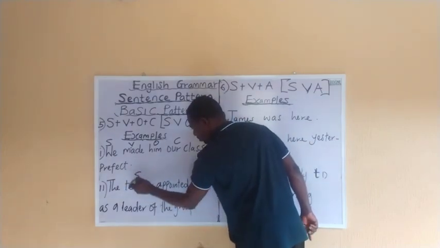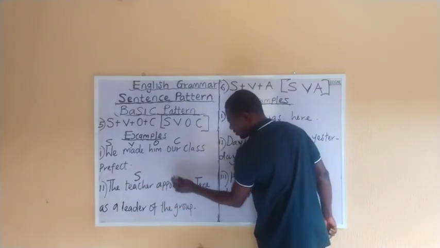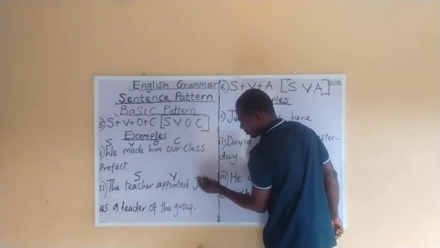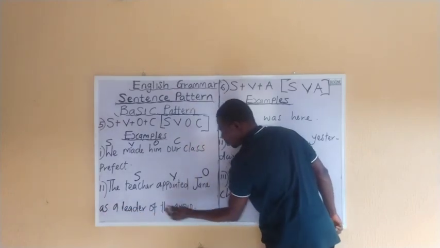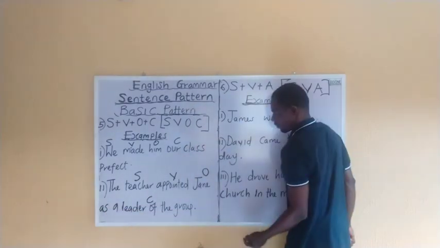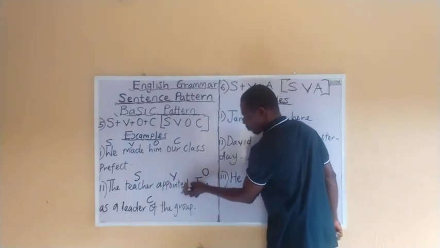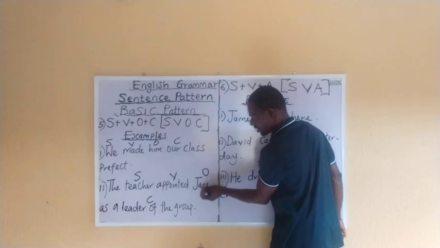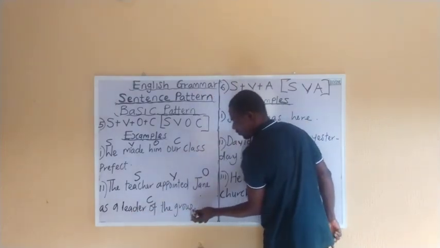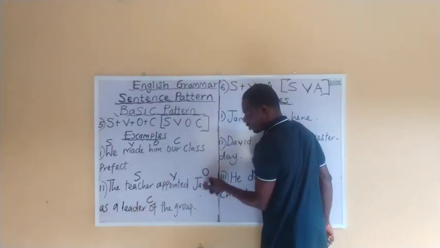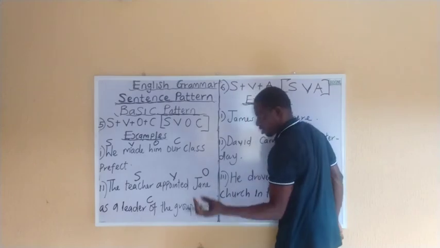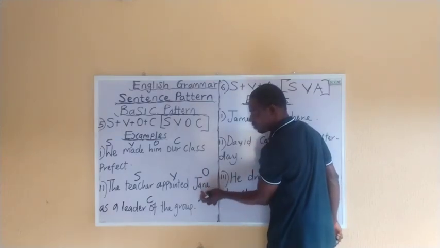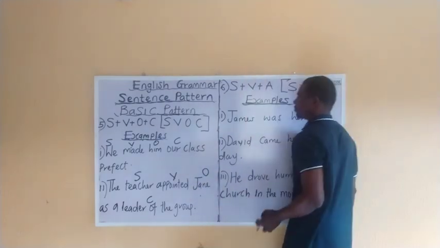The teacher, subject; appointed, verb; Jane, object; as a leader of the group, complement. Okay, fine. What is Jane appointed? Jane is appointed as a leader of the group. Who is a leader of the group? Jane. Hence, a leader of the group is a complement that has a relationship with Jane, the object.